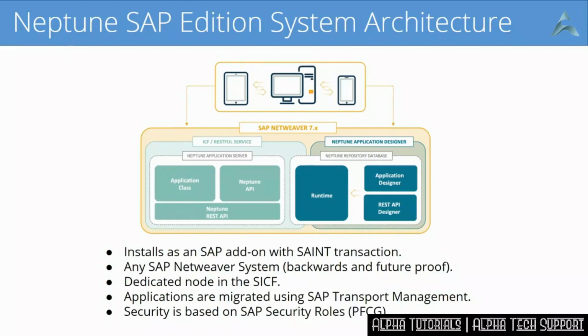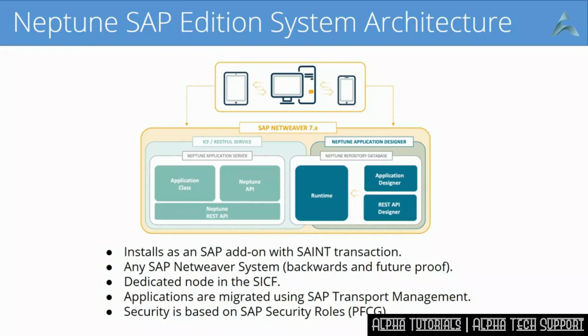And so when you deploy Neptune, the applications themselves use the transport management system built into the SAP NetWeaver system. Also if you're using Charm, which is part of the Solution Manager product, you can use Charm, which my company uses, and that's a great tool for controlling how you transport stuff from dev to QA to prod.